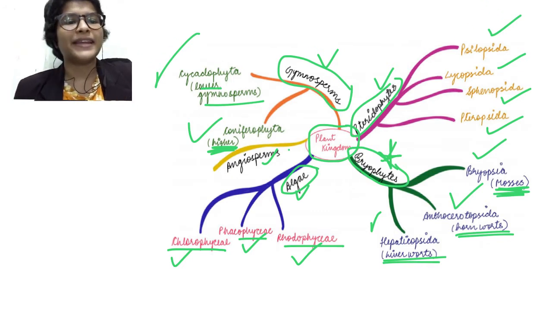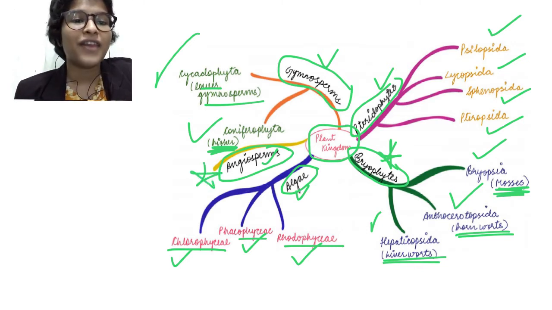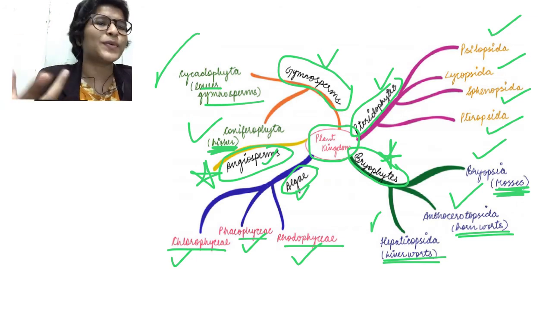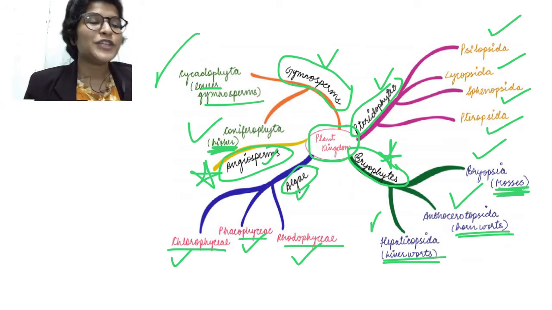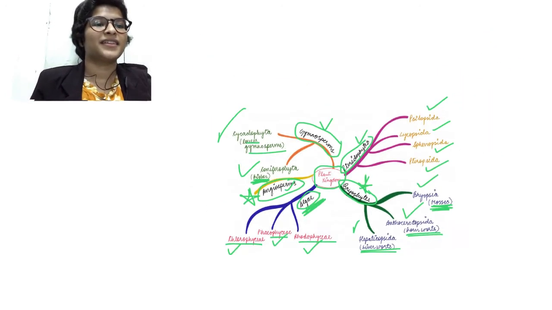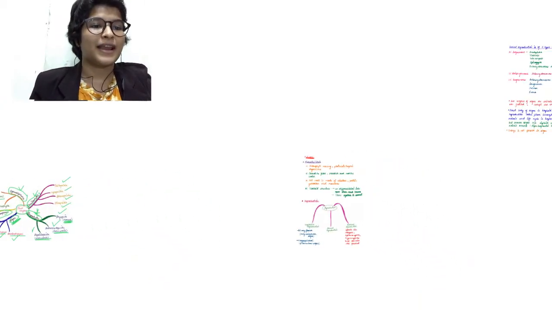The next category is angiosperms, which are nothing but modern flowering plants, which are most of the species we see around us, like hibiscus, rose, etc. Okay. So moving on to the first class, that is Algae. So today we will learn about the general characteristics of class Algae.